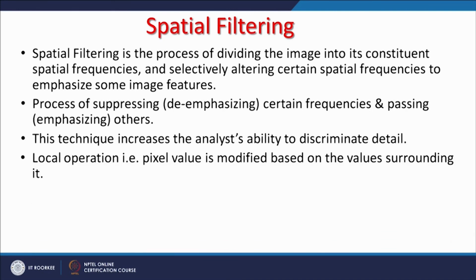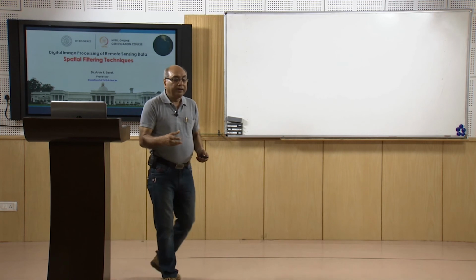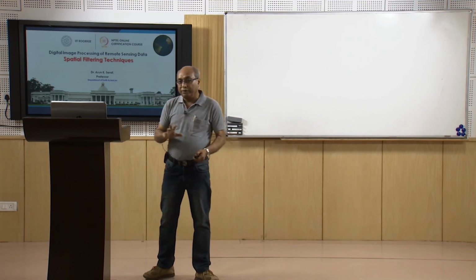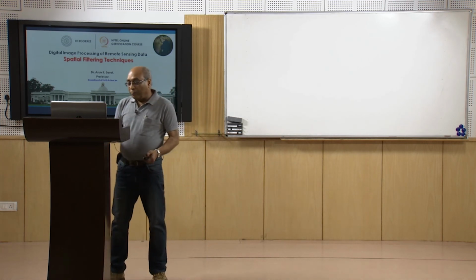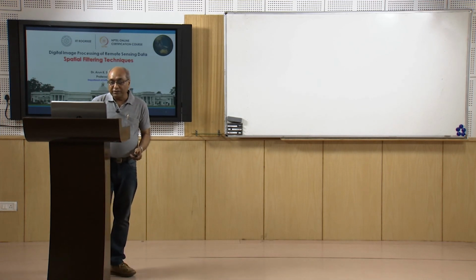Local operation, this is a local operation because it has to be performed one by one on each pixel except the pixels which are present on the edges of an image. So if you are having a 3x3 pixel spatial filter, then one pixel on all sides will not be involved in the analysis. But if you are having a 5x5 filter, then 2 pixels on all sides of the image will not be involved. So local operations it is, and the pixel value is modified based on the value surrounding it.